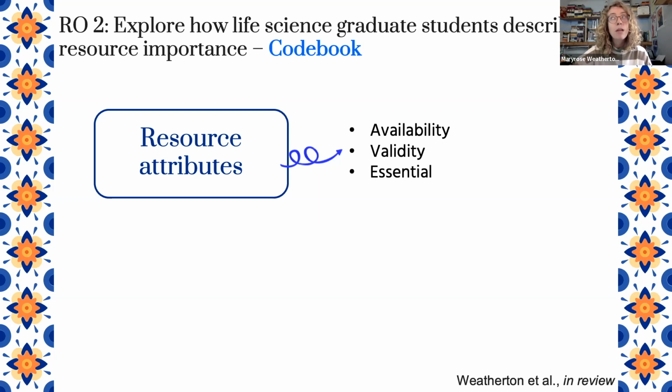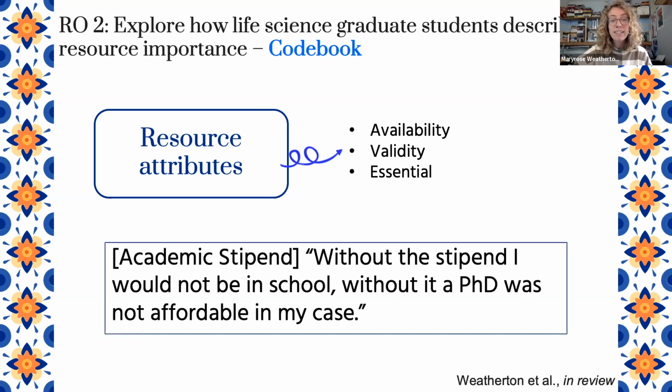Validity referred to how likely the students thought that the resource was to give them the correct information. So this came from resources that they knew could give them the right answers to the questions they were looking for. And then essential described the indispensable or required nature of a resource. And a quote that really nicely represents this essential nature is this one here, where a participant is talking about their academic stipend, and a participant said, without the stipend, I would not be in school. Without it, a PhD was not affordable in our case. So again, this is just talking about some aspect of how the resource is that helps participants achieve those goals.